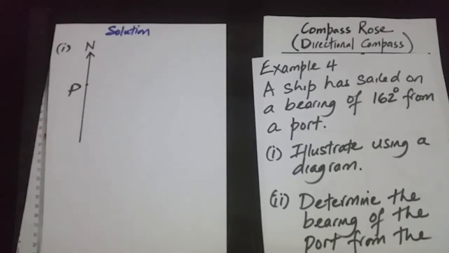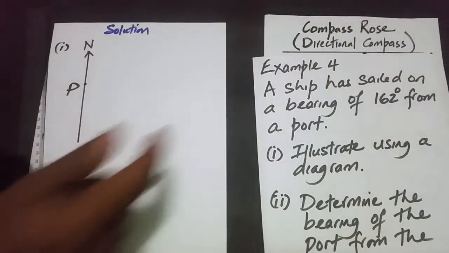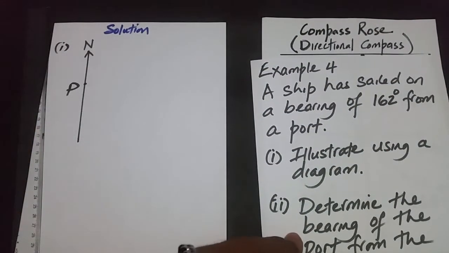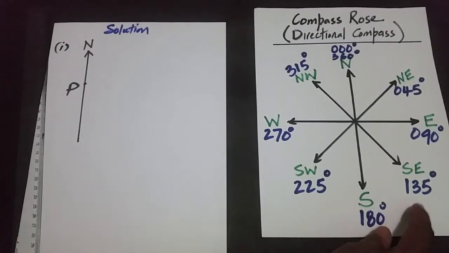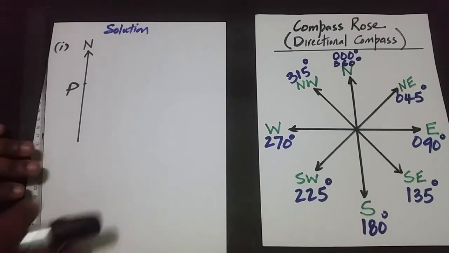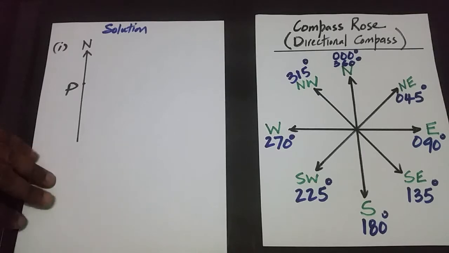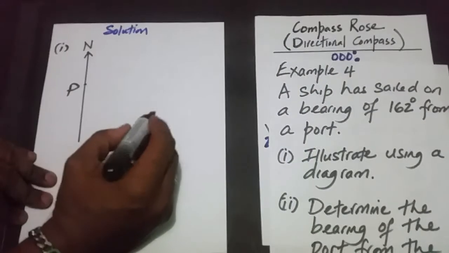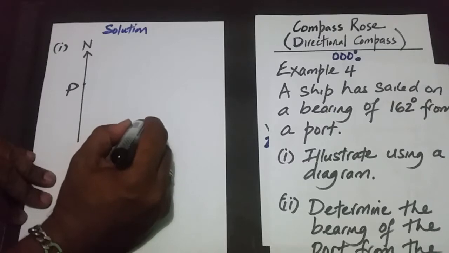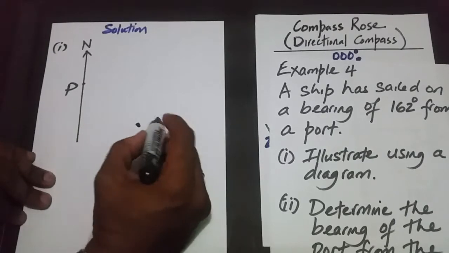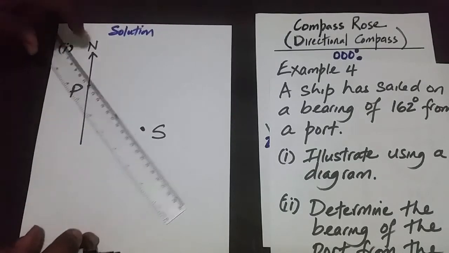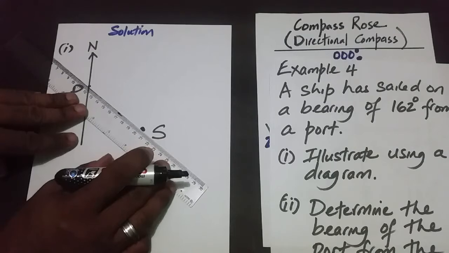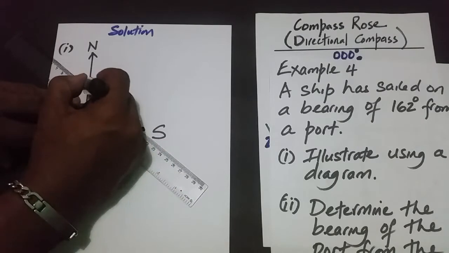Okay, the next thing we need to do is determine approximately where 162 degrees is, and that is where the compass rose comes in. So if you look carefully here, 162 degrees is going to be somewhere between 135 degrees and 180. So we know that the ship is going to be somewhere down here. So we're just going to indicate where the ship is. It's an approximation, so we're good to go. So S is for ship. So I'm going to simply connect the ship to the port, just like this.